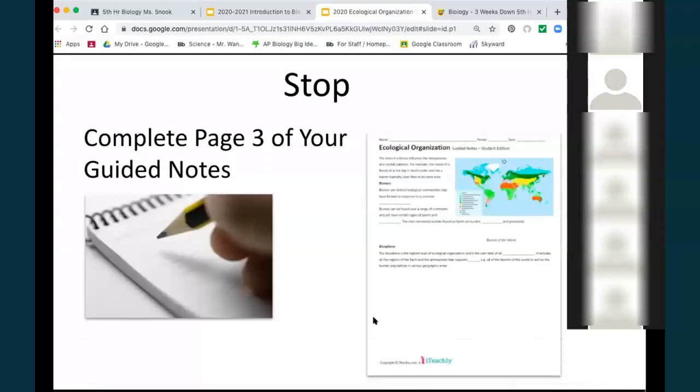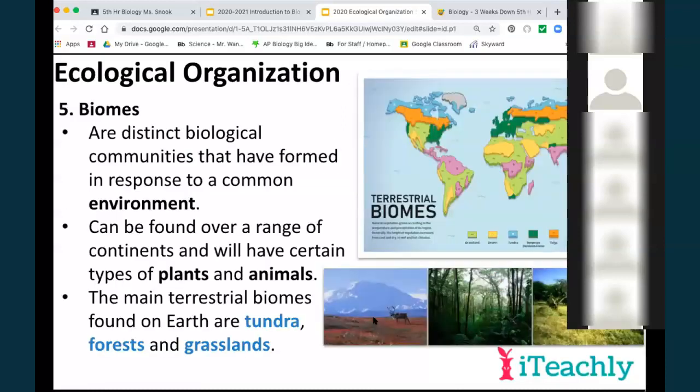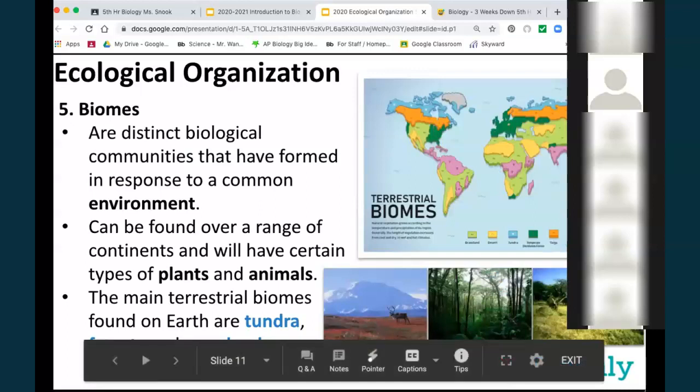So we just have 3 little blanks for this one, page 3. Oh, I lied. There's 5 blanks. They're all found on the notes in the slide set. So you should be able to come up with those pretty easily.